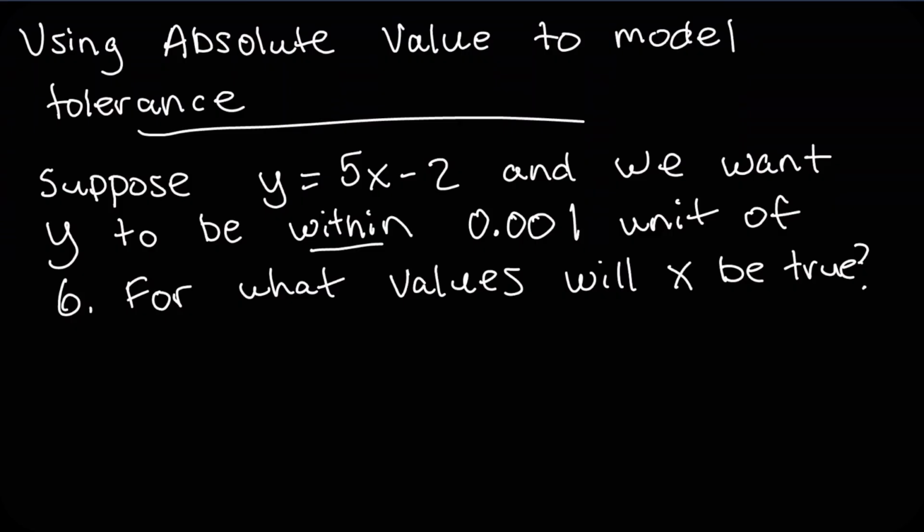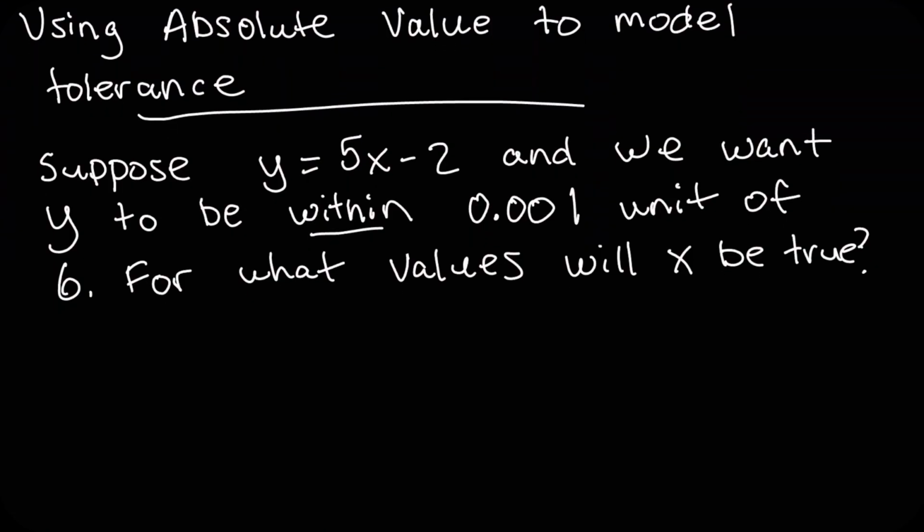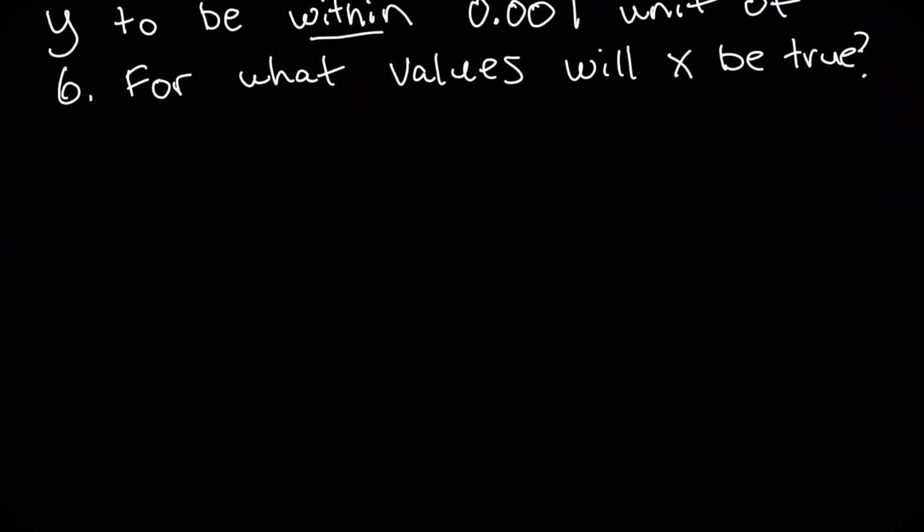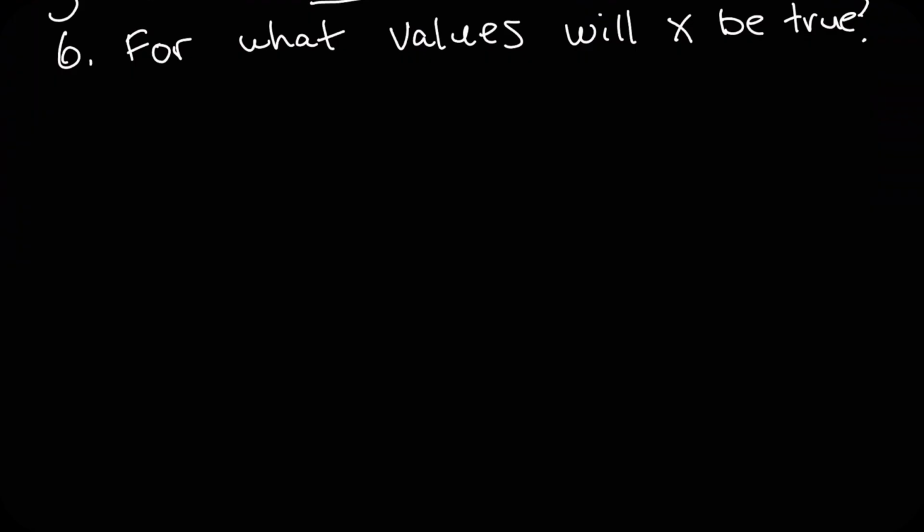Using absolute value to model some tolerances. So suppose y is equal to 5x minus 2. We want y to be within, again, that's going to be a keyword, meaning we want to use the less than sign, 0.001 unit of 6. For what values will x be true? Let's set this up.